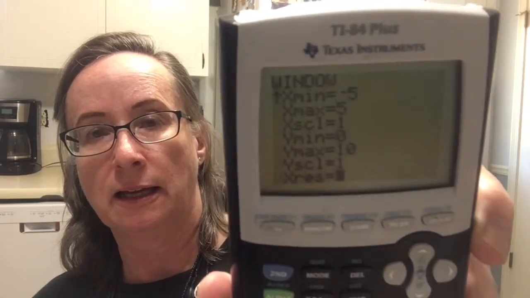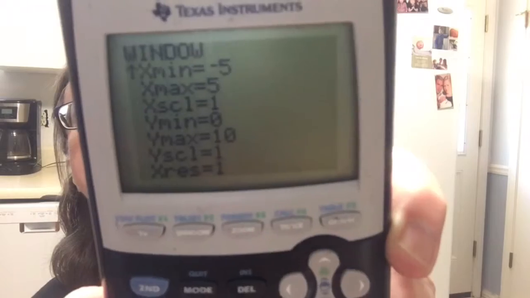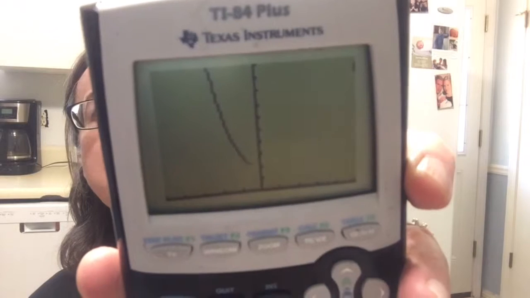So I'm going to adjust my window to show those values. So I'm going to do -5 to 5 on my x, and I'm going to do a scale of 1 because I had that changed in another problem. And then I'm just going to do 0 to 10 on the y and a scale of 1 also. So my window is going to look like this. There. Hopefully you can see that. There, that's a little clearer. So always adjust your window. So then when I graph it, I should see something happening there.